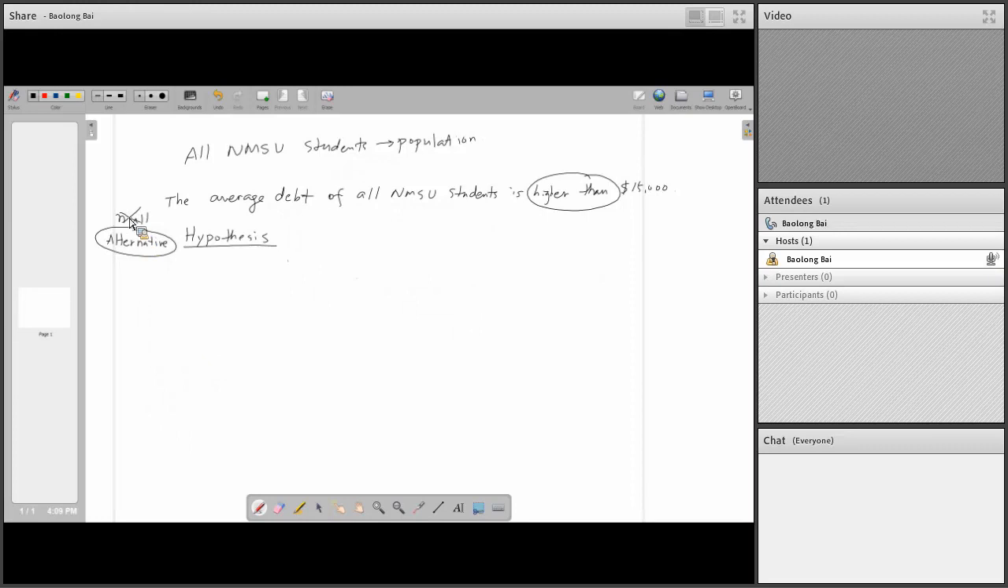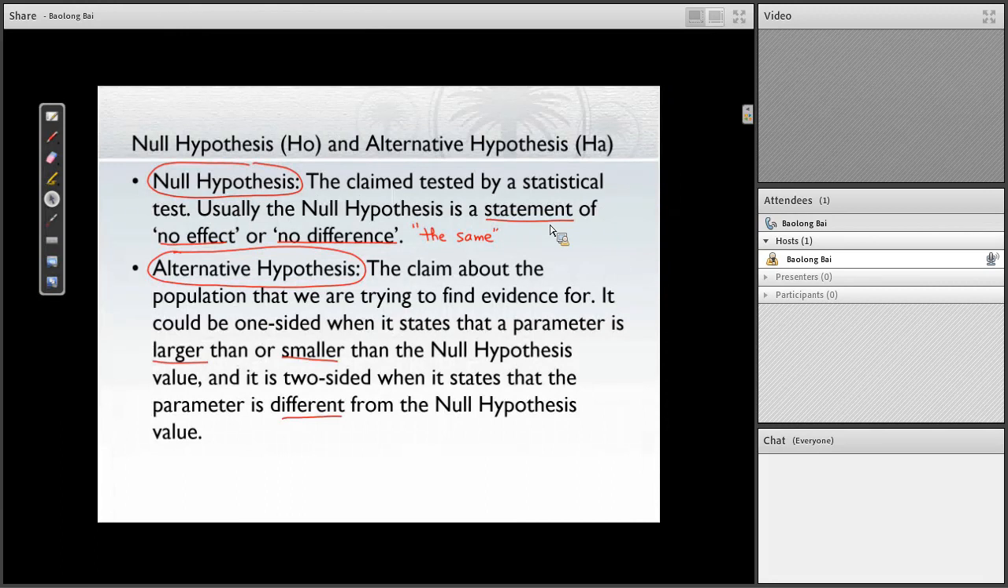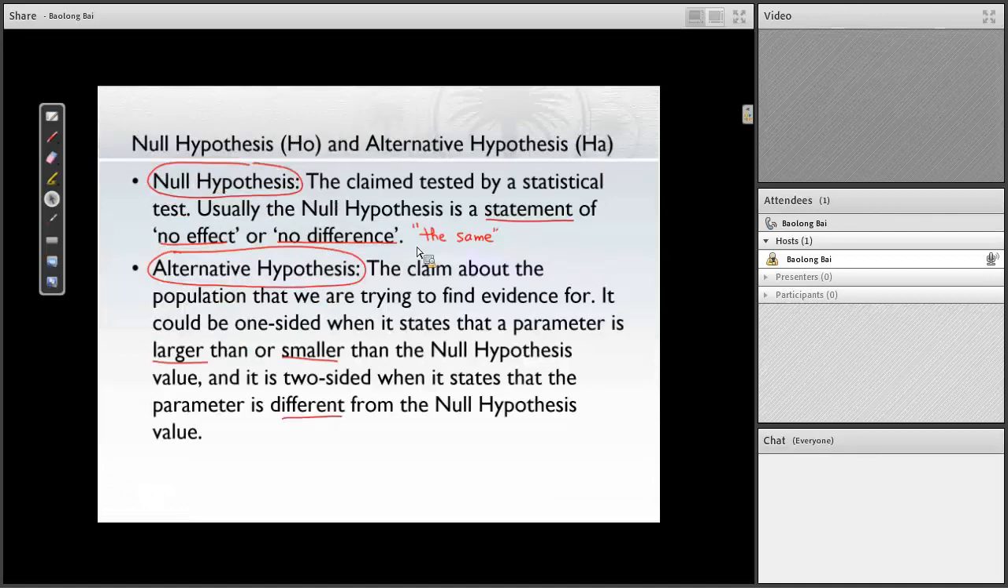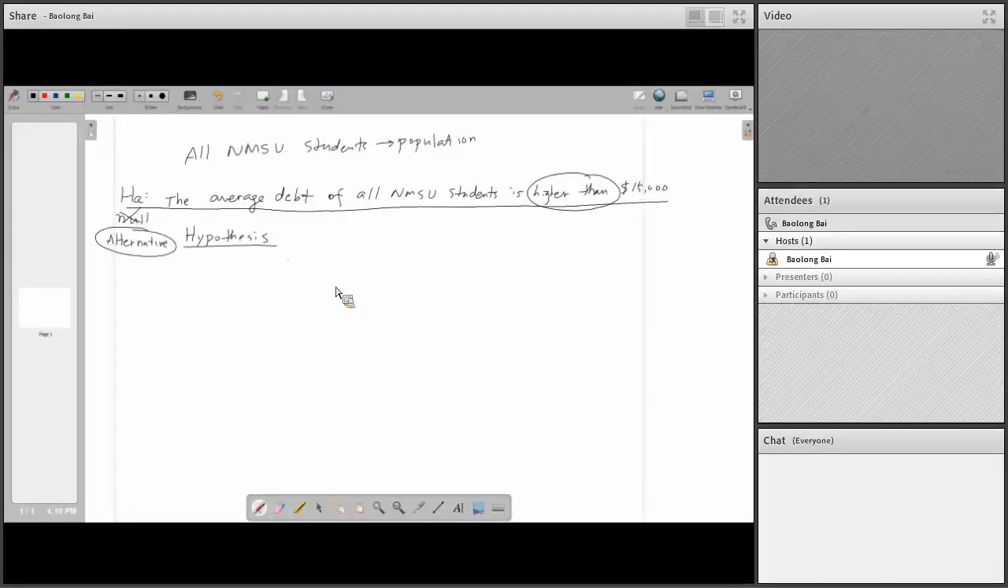So the alternative hypothesis, we use a symbol HA to represent. So alternative hypothesis, the average debt of all MSU students is higher than $15,000. That's a hypothesis. We can state it that way. Right? And in hypothesis testing, the null hypothesis and the alternative hypothesis will always come at the same time. So they both need to be stated in the first step. Okay? So when you state hypothesis, you need to state both null hypothesis and alternative hypothesis. And actually, if you have one hypothesis stated, the other hypothesis will be automatic.